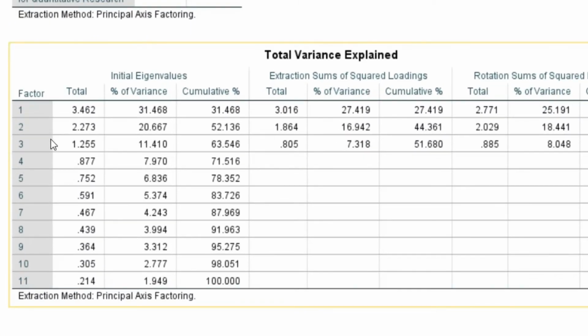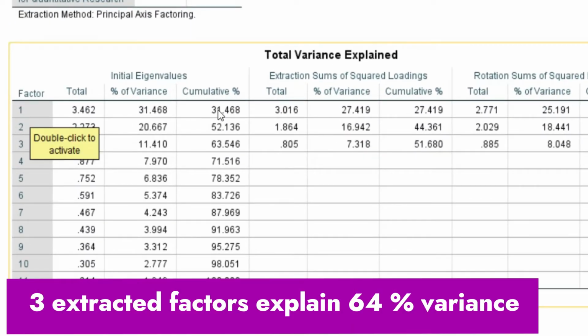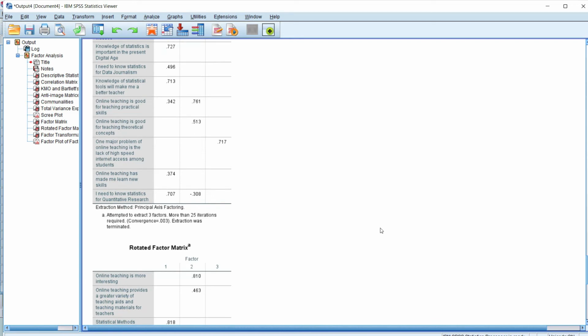This is telling me that factor 1 explains 31% of the total variance. The factor 2 explains another 20%, so together they explain 52%. And in factor 3 there's 11% of variance, and that explains almost 64% of the variance.